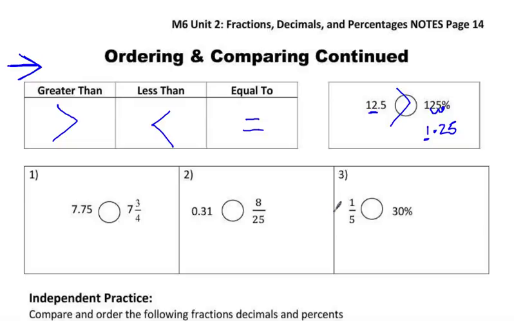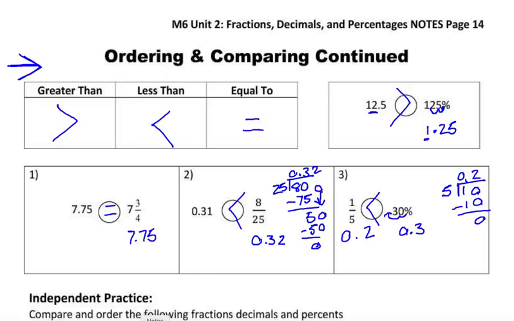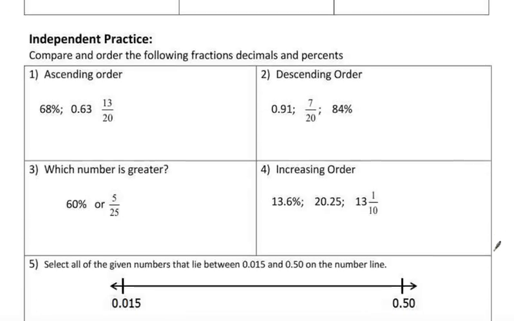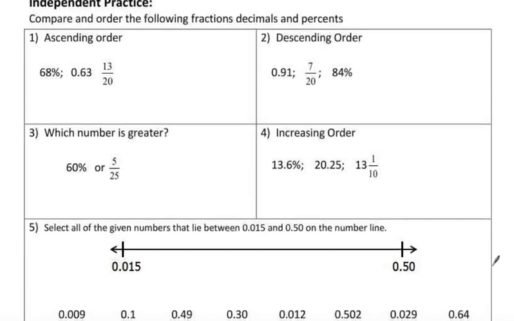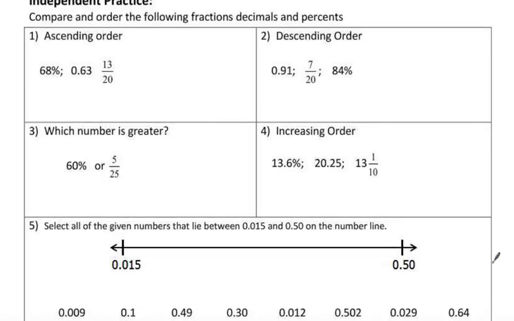I want you to pause the video, and I want you to do 1, 2, and 3. And here are your answers for those inequality problems. Please remember, you always need to turn them to decimals in order to be able to compare them and make them all the same length. All right, so what I'd like for you to do now is pause and do your independent practice, which is numbers 1, 2, 3, 4, and 5. When you're done with all of those, you can unpause the video to check your work.